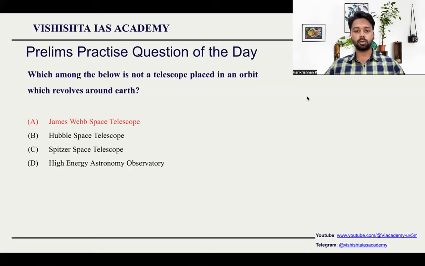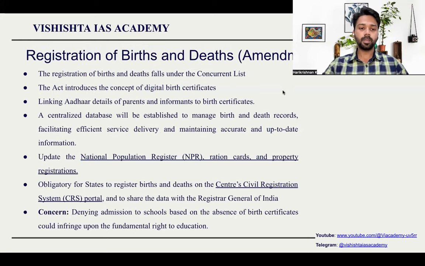James Webb Space Telescope. It is not a telescope which is placed around an Earth's orbit. It is placed in an orbit around the sun, so it revolves around the sun. It doesn't revolve around Earth. So this particular point should be known. All the other telescopes, Hubble Space, Spitzer, and High Energy Astronomy Observatory, revolve around the Earth. So try to remember this point very well.